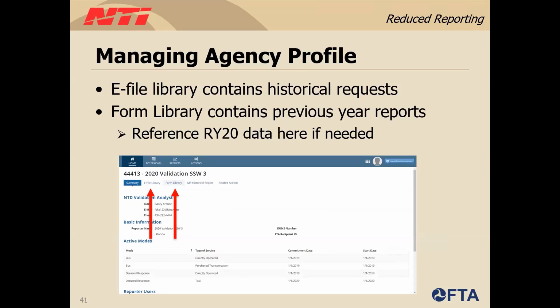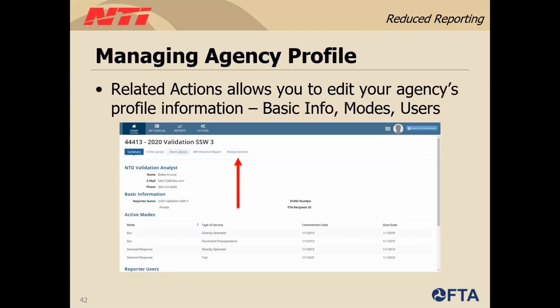At the top of the profile section, you'll see two important tabs, the eFile Library tab and the Form Library tab. The eFile Library contains historical requests like extension requests or the agency's fiscal year updates. The Form Library contains your agency's reports from previous years. If you need to access the 2020 report for reference while completing the 2021 report, do this through the Form Library. Another important tab is the Related Actions tab. The Related Actions tab allows you to edit your agency's profile information, like your basic information, modes, or users.